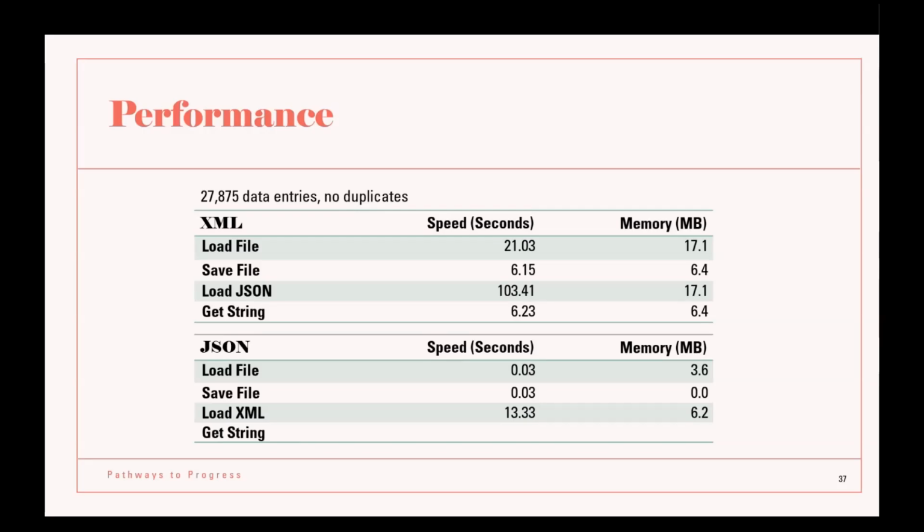Loading an XML object into the JSON object took about 13.33 seconds and 6.2 megabytes of memory. This uses the XML version of the exact same test file. And getting the JSON data back as a string also only takes 0.03 seconds and 1 megabyte of memory.